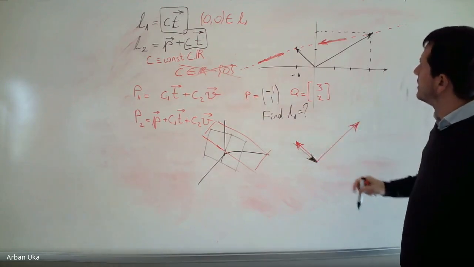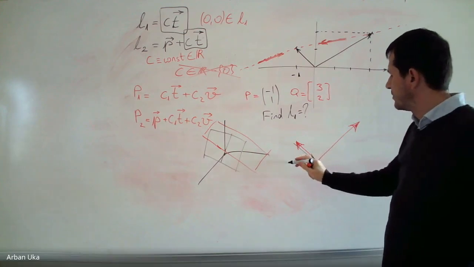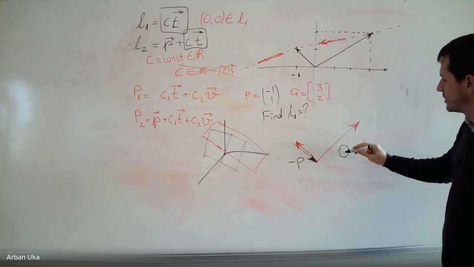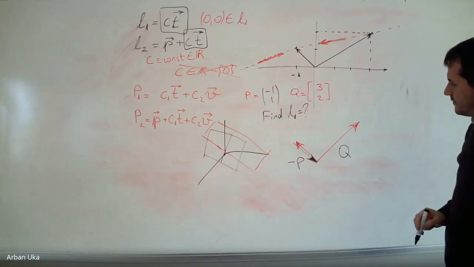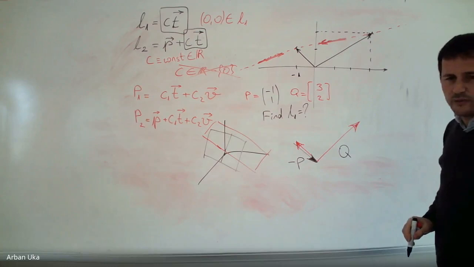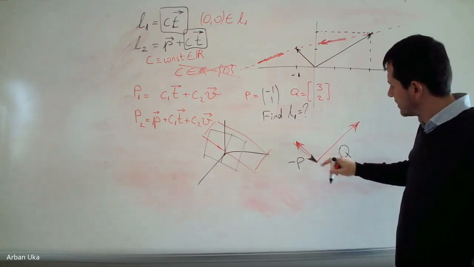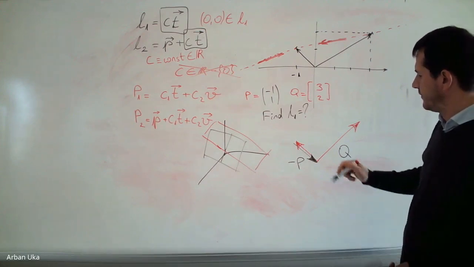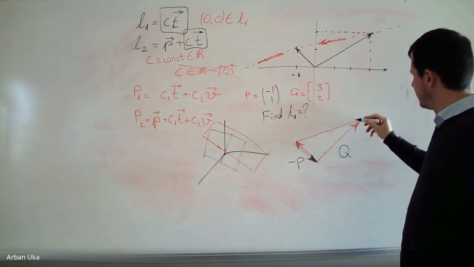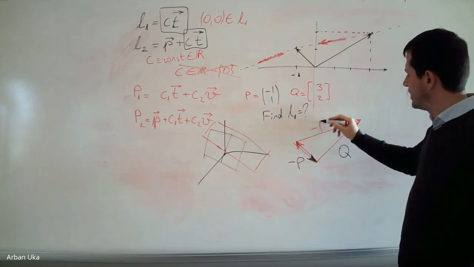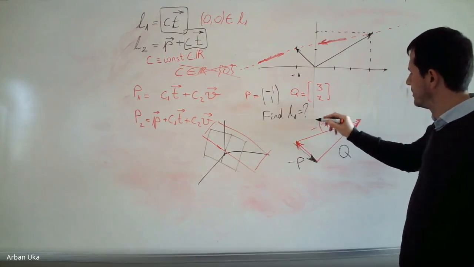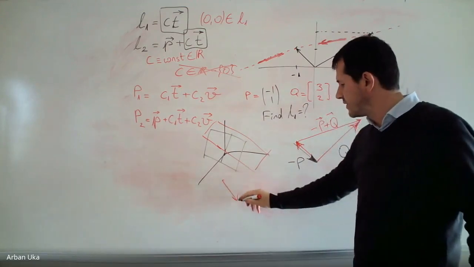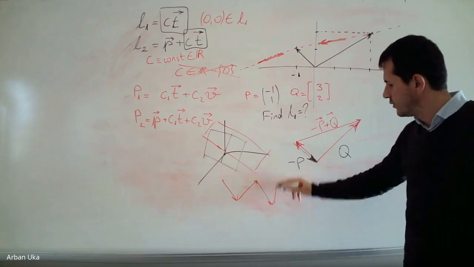So now this one in black is minus P, right? This one in red is vector Q. Would you agree? Now, if we add this black vector with this white vector, what do we get? We get this vector, which is equal to minus P plus Q. Right? Because this is how we add vectors. We have this vector, we add this, we add this, we add this.